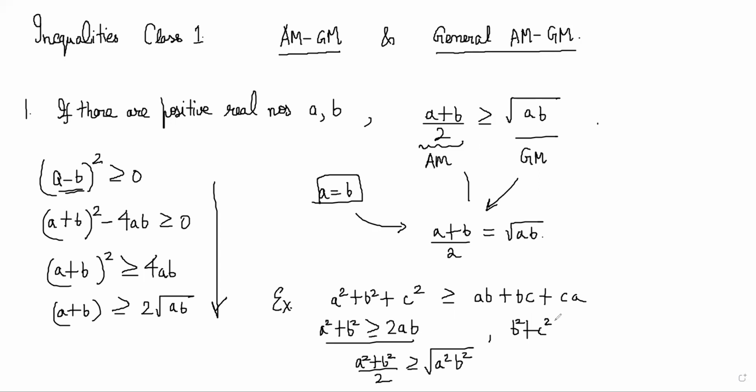Similarly, b square plus c square is greater than or equal to 2bc, and c square plus a square is greater than or equal to 2ca. And now adding all the left hand sides of this, you will get 2 times (a square plus b square plus c square) is greater than or equal to 2 times (ab plus bc plus ca), which follows from where this inequality comes, right? So that is the basic AM-GM inequality.